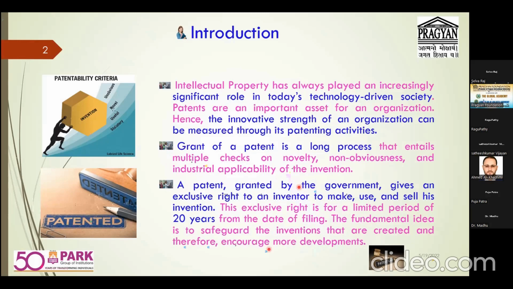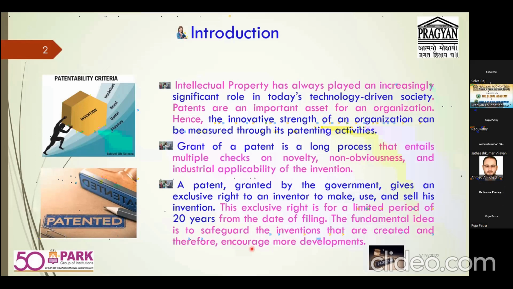And also a patent granted by the government gives an exclusive right to an inventor. Inventor means, basically, any natural person. For example, I'm going to find some inventions which are patentable. So I'm the inventor. The inventor makes some inventions. When we talk about this kind of inventions, normally there is a limited period of 20 years. The invention should be protected for 20 years by me.